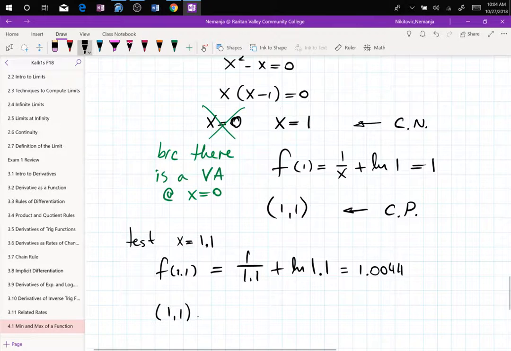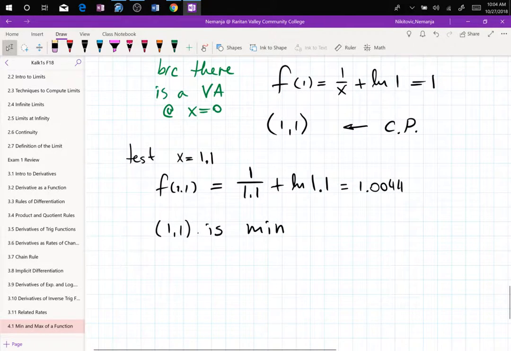So 1, 1 is what? A min or a max? What do you think? Because you have the value. It's got to be minimum, right? That number's larger. This number is larger, so it's a minimum. Yes. It's a minimum. Observe.